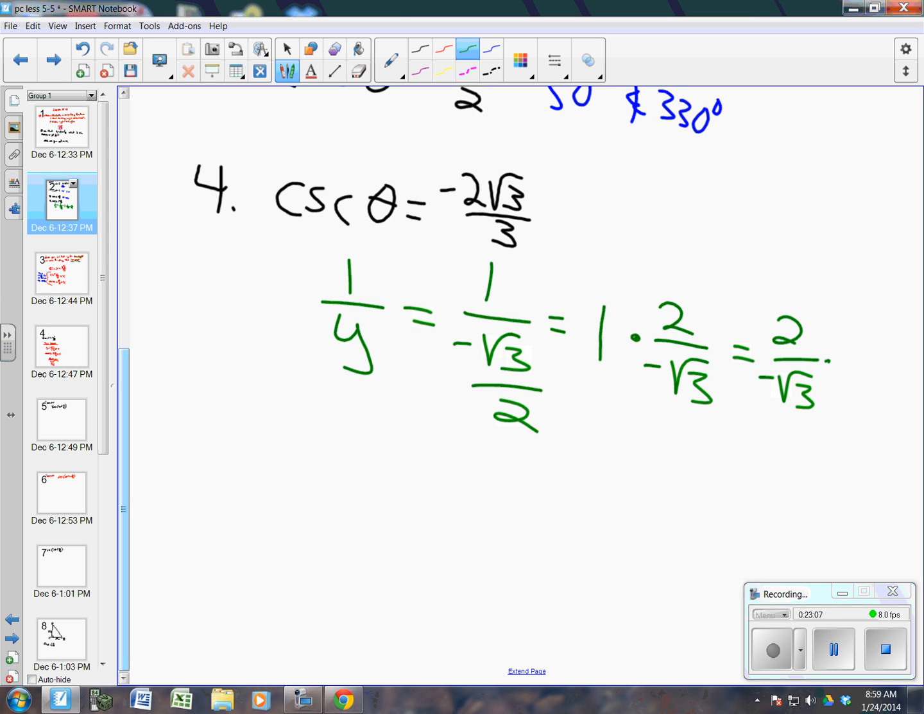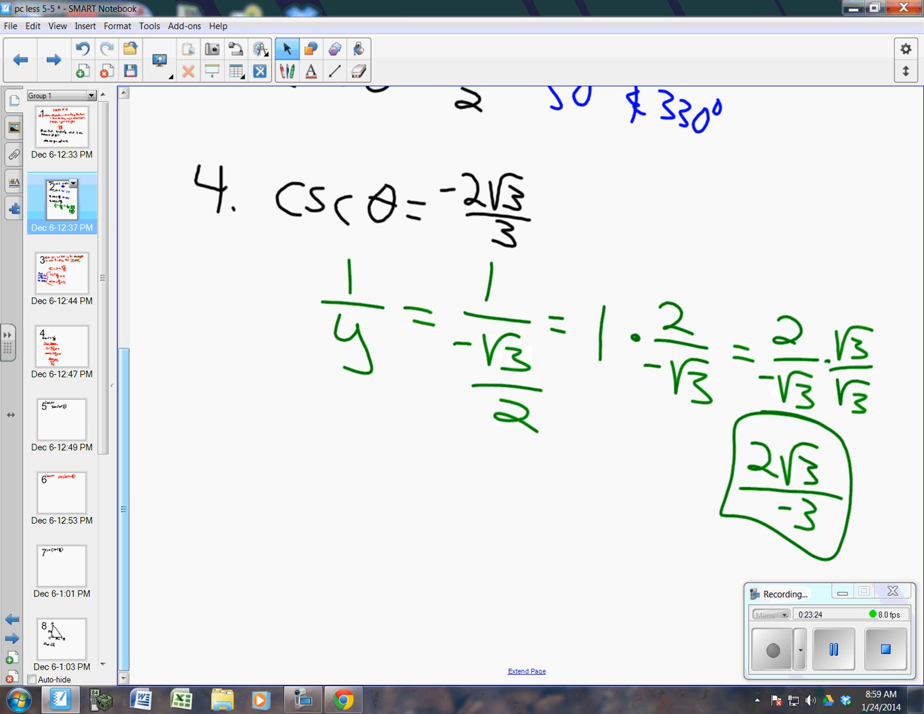Okay, so we got to rationalize it. So what do we do, Austin? I multiply the top and bottom by root 3. 2 times root 3 is 2 root 3. Negative root 3 times root 3 is negative 3. And I get 2 root 3 over negative 3. So what's my answer? My answer is 240. And is it 300? Yeah, and 300, because those are the two that have a negative root 3 over 2 for the y coordinate, right? How are you going to do it that way? Kind of get the idea?